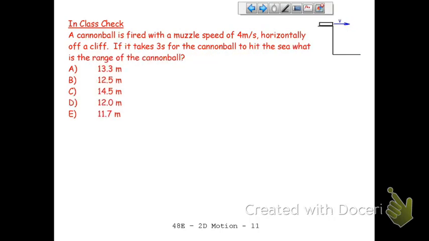Got some complicated numbers in here, so this might not be conceptual. A cannonball is fired with a muzzle speed of 4 meters per second horizontally off a cliff. It takes 3 seconds for the cannonball to hit the sea. What is the range of the cannonball? So I've got a new terminology. There's my range. The range is the horizontal displacement. That's typically what we call the range.